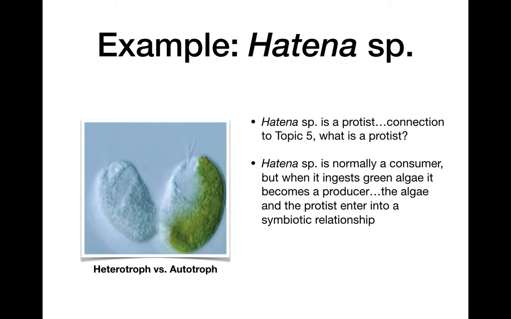So Hypna is normally a consumer. Look at the picture here. These are two individuals of Hypna, the genus. The left one here is a heterotroph. You can see it has an oral groove to take in things it consumes from the environment, similar to how Paramecium does it. And this one is an autotroph. It's the same species. How is that possible? Well, when it ingests algae, like you see in this picture here, it can then become a producer. The algae inside of its body are not consumed. Instead, they enter a symbiotic relationship and start to photosynthesize inside of it, sharing their sugars with their host. Now, why is this good evidence for endosymbiosis?